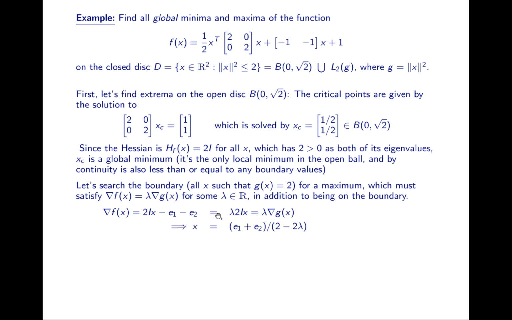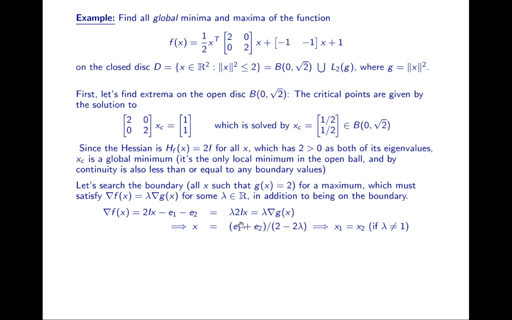So I need to solve this equality for x. That means x is equal to e1 plus e2 divided by 2 minus 2 lambda. Now e1 plus e2, that's the vector 1, 1, scaled by 1 over 2 minus 2 lambda. Well, that implies that x1 and x2 are the same. Unless, of course, lambda is equal to 1, then we're divided by 0 and we're in trouble.